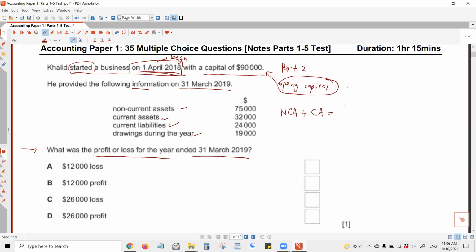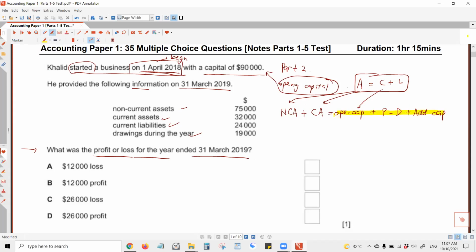NCA plus CA. The original equation is A equals C plus L, the accounting equation. Then you expand the equation. A becomes NCA and CA. And C becomes opening capital plus profit minus drawings plus additional capital. Where did I get all these items? It's from the SOFP, the statement of financial position.